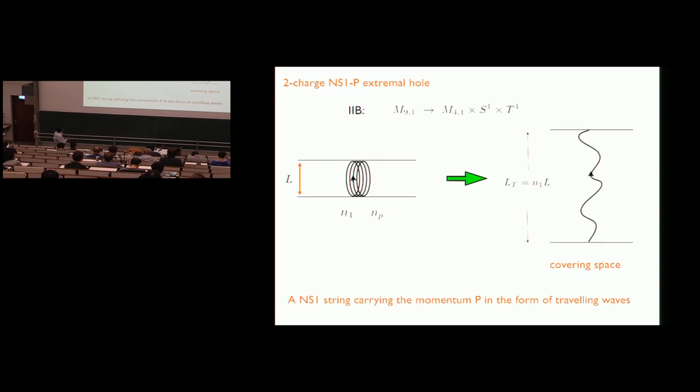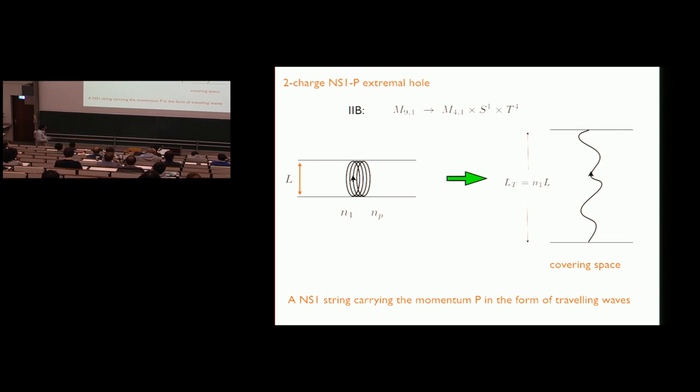The way we started was we first looked at the two-charge state, where S1 was just the fundamental string and P meant momentum. If we wrap the string on some circle of length L and wind it N1 times, and then give it NP units of momentum on that circle, then if you open up that string to its covering space, it has a total length N1 times L, and the momentum is carried as traveling waves. There is an entropy coming from these traveling waves, and that explains the entropy count for this particular state.